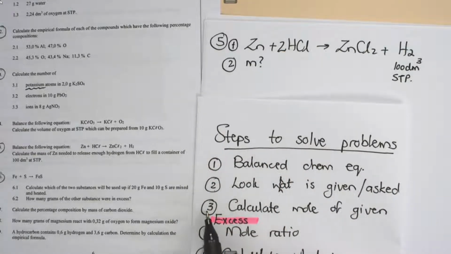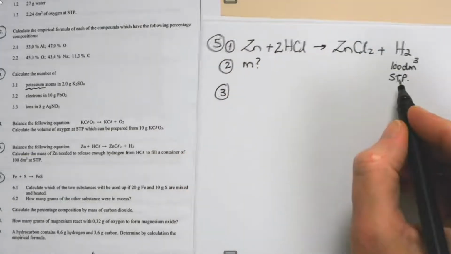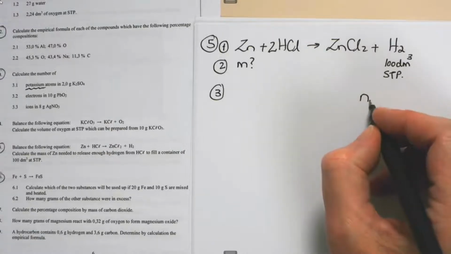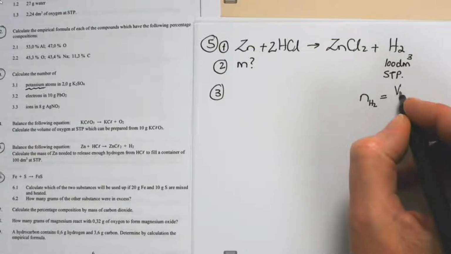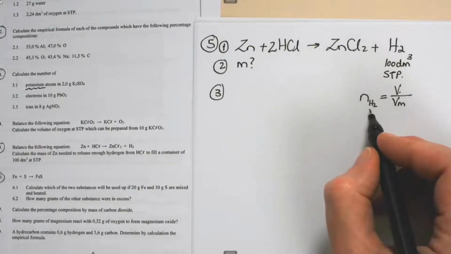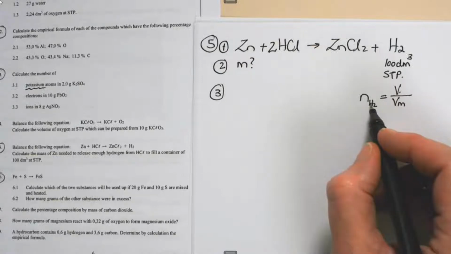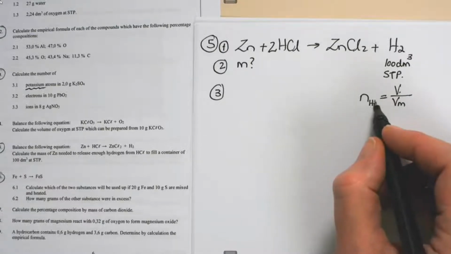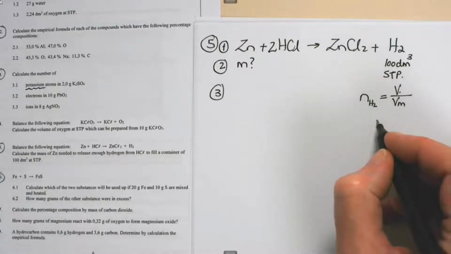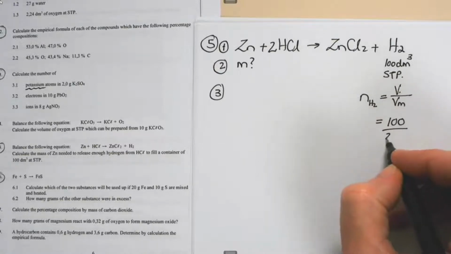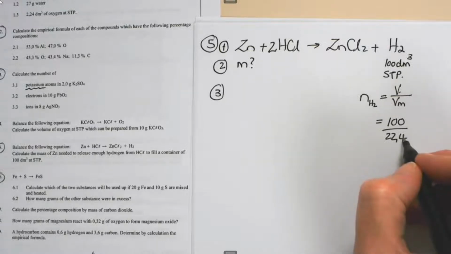Okay, step 3: calculate the mole of given. Hydrogen gas is given, so I'm going to calculate the mole. If you like, you can calculate it underneath, and I like saying to myself what mole I'm busy calculating. So I like writing that H2 there, to make sure the marker knows what I'm busy with, but you don't have to. It is already in cubic decimeters, so that's 100. Vm is a constant you read from your information sheet, 22,4.